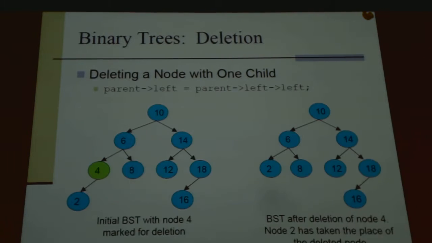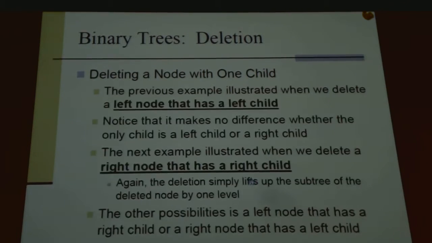Okay, so this first one that we looked at was pretty easy because there wasn't a whole lot of structure below the node you want to delete. Because we only have that one child, and we only have to roll that one child up by 1, so that now the 6's left is pointing to 2 instead of 4.